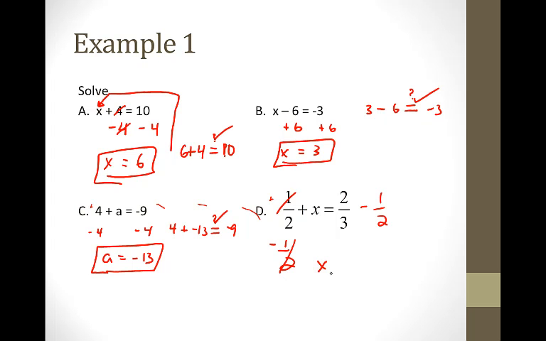We're going to have x equals 2/3 minus 1/2. If you recall, to combine fractions when adding or subtracting, we have to get a common denominator. In this case, it's going to be a 6. So how do we make this second term, how do we make that 3 a 6? We multiply it by 2. So multiply the bottom by 2, so we have to multiply the top by 2.